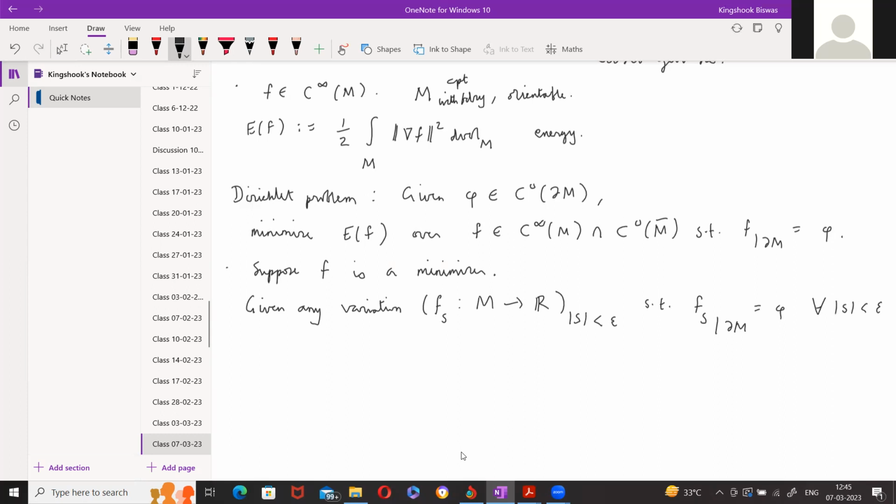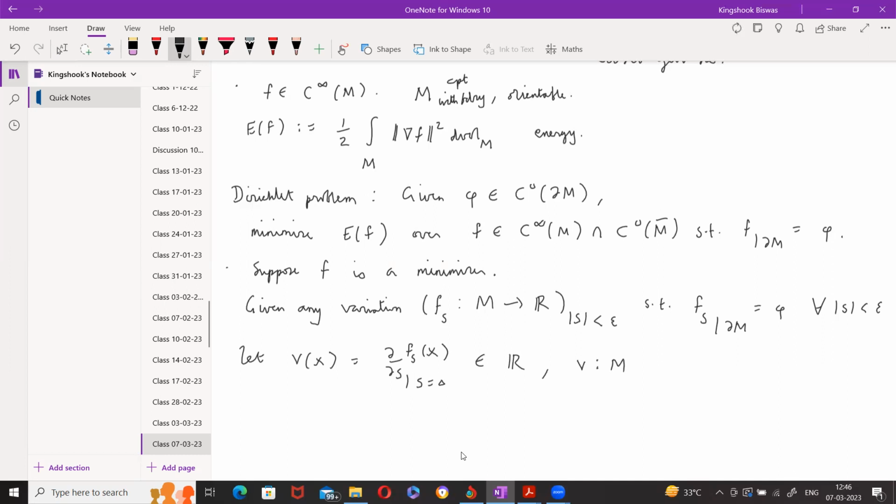And so now, instead of a variational vector field, you'll get a variational function. So we let v of x be the derivative d/ds at s equal to 0 of fs of x. So this is a function. v is a function on M. So this is the variational function now. Is that clear?